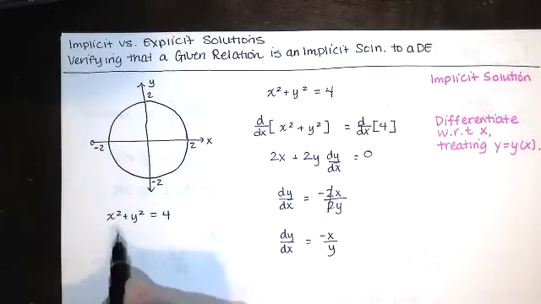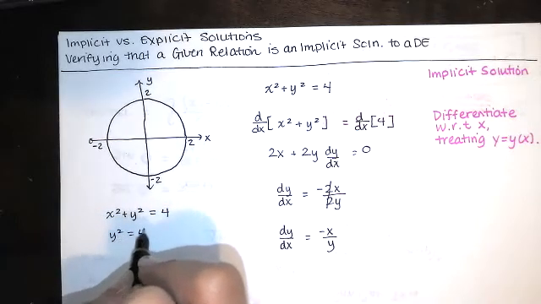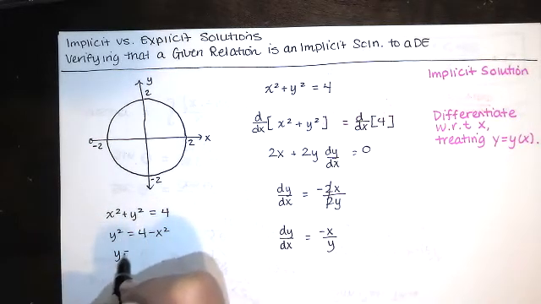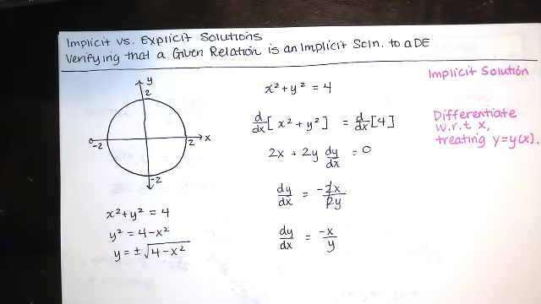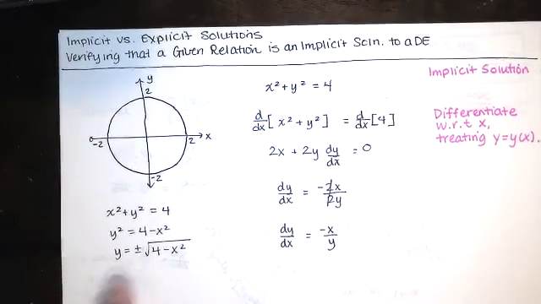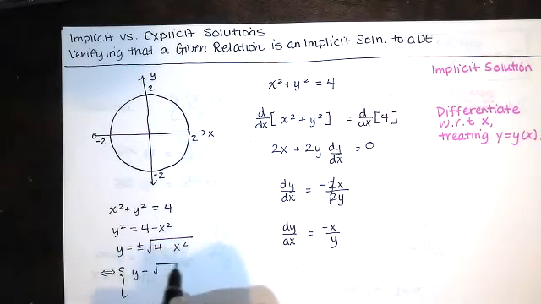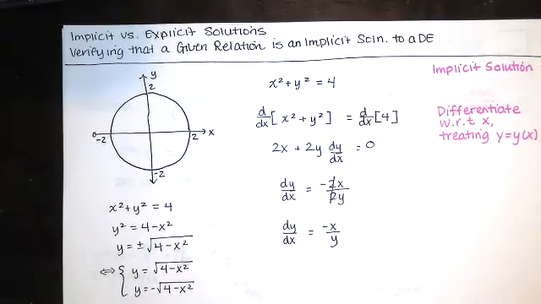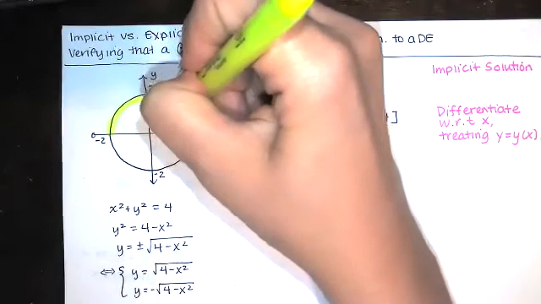If I wanted to, I could take this equation and solve for y by subtracting x squared from both sides and taking the square root of both sides. Don't forget your plus or minus. There are actually two functions there. That's y equals the positive square root of 4 minus x squared, and y equals the negative square root of 4 minus x squared. So the positive square root, that's the top half of our circle. That's that function.